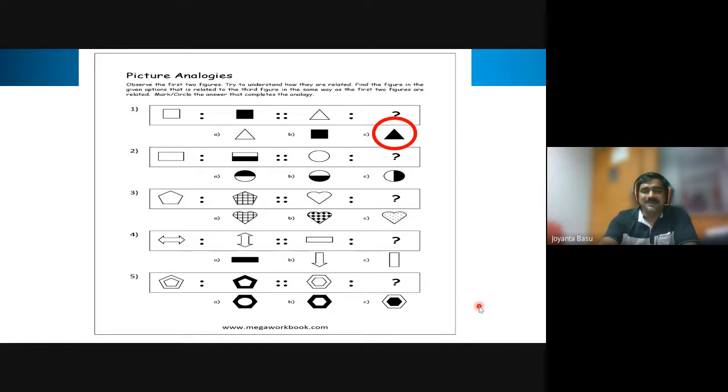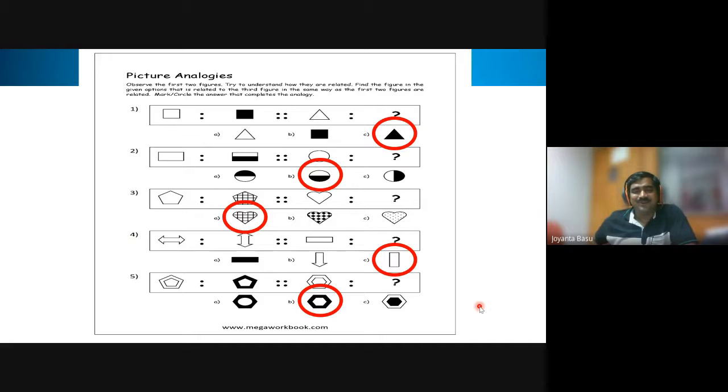Okay, let's see. Is this correct? I think all of them are correct, sir. Yes, great, great. So why? Because you need to think about the shape and find out the possible output. Okay, I have another one.